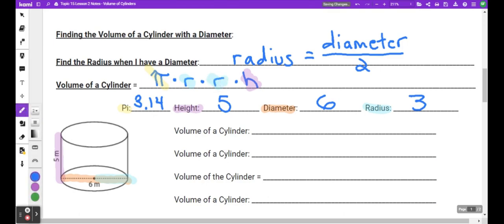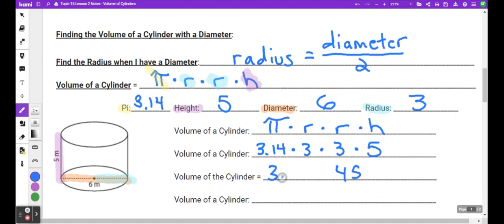Again, I like to start by writing the formula. So the volume of a cylinder is pi times r times r times h. Going to plug in 3.14 for pi times, in this case, the radius was 3, times the radius again, 3, times height, which in this case was 5. And again, I like to do all the multiplication for the whole numbers first. So 3 times 3 is 9. 9 times 5 is 45 for this part.